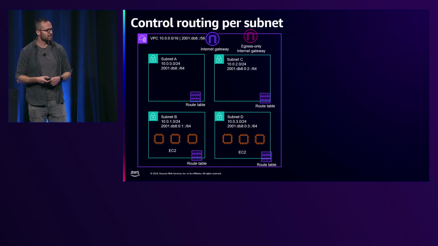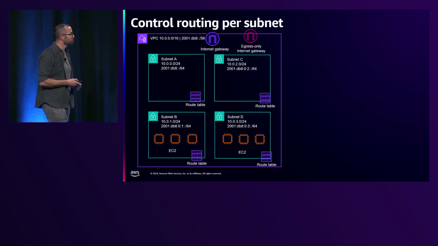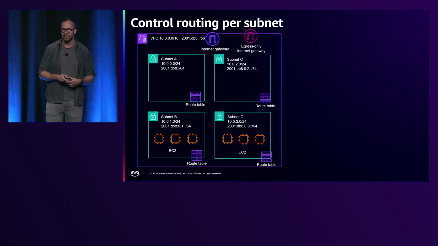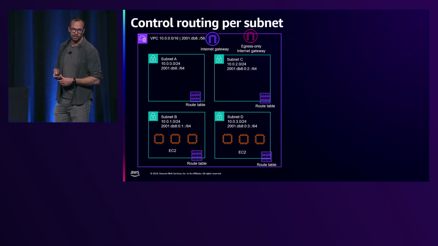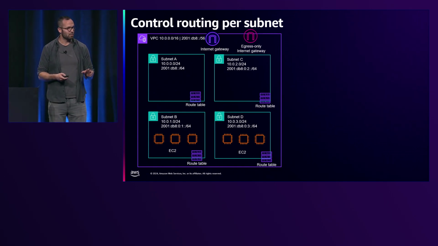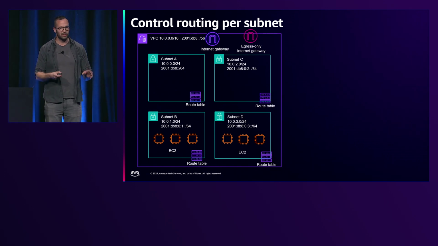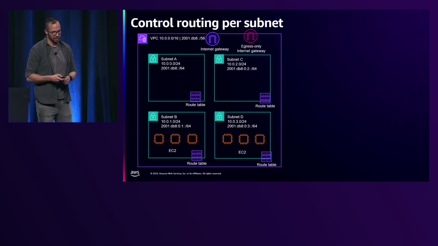For IPv6, it's a pretty simple solution. We can set up an egress-only internet gateway. That allows IPv6 addressed resources to only communicate out and nothing can come to them. So v6 is covered with this egress-only internet gateway. But let's focus on IPv4 and how routing per subnet can help us achieve what we want here.